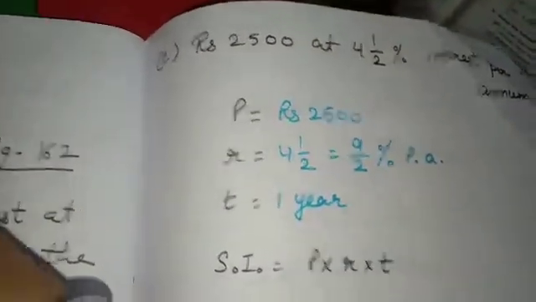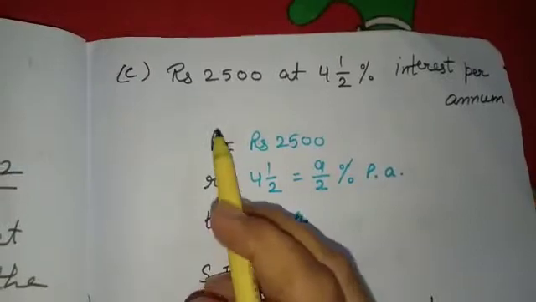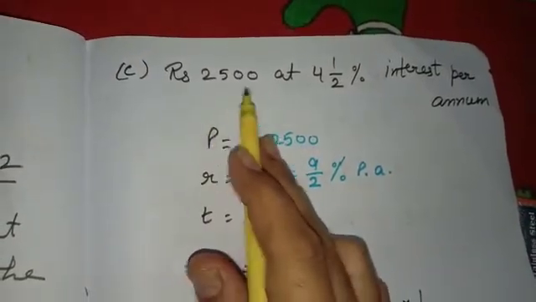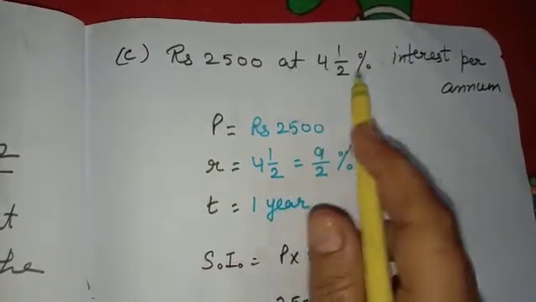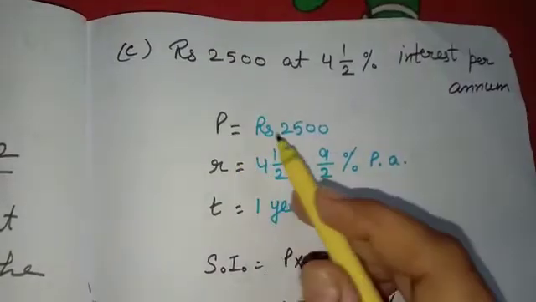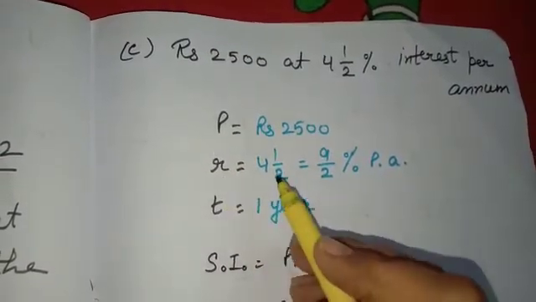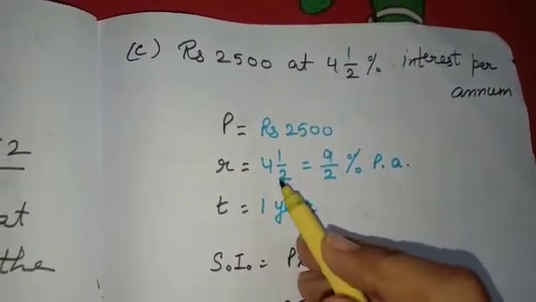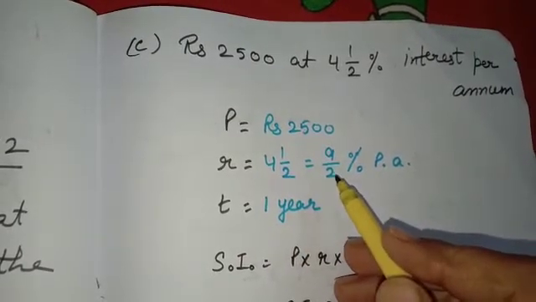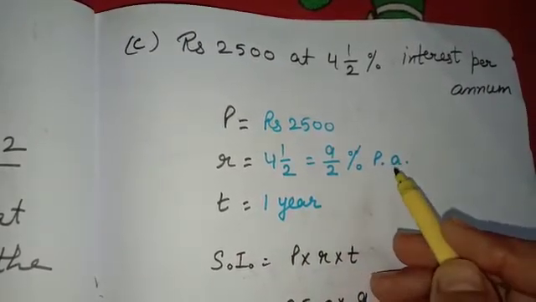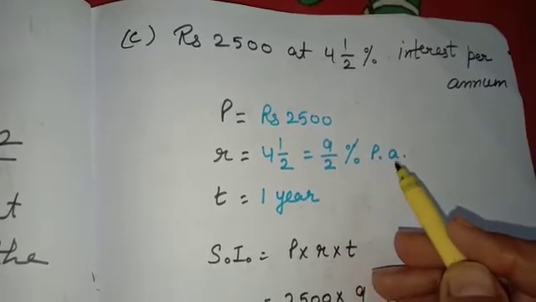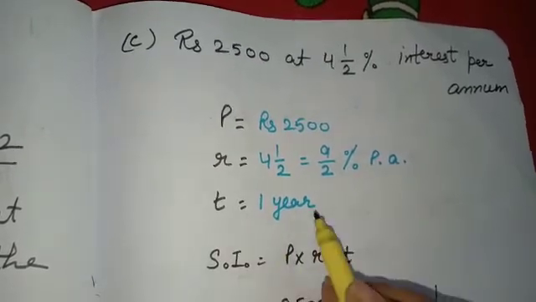Come to the next part, the C part of the question. B part you will do on your own. Rupees 2500 at 4 1 by 2% interest per annum. The same way, principal is given. Rate is 4 1 by 2, given in mixed number. Open it as improper, 9 by 2% per annum, which you can write as PA. Time is 1 year.